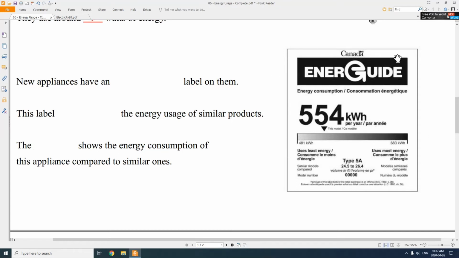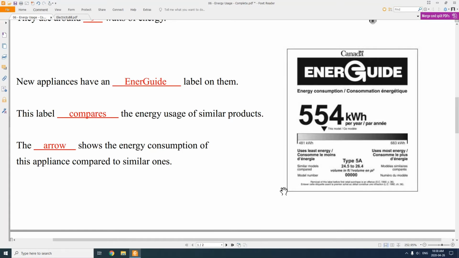It looks something like this. You've probably seen that if you've ever walked around an appliance store. You'll probably see those labels on them. Sometimes there's yellow ones. The white ones are from Canada, and the yellow ones are from the US. Usually they actually have both of them on it. New appliances must have an EnerGuide label on them, and what this label does is compare the energy usage for similar products. The black arrow here shows the energy consumption for this particular appliance compared to other similar ones.